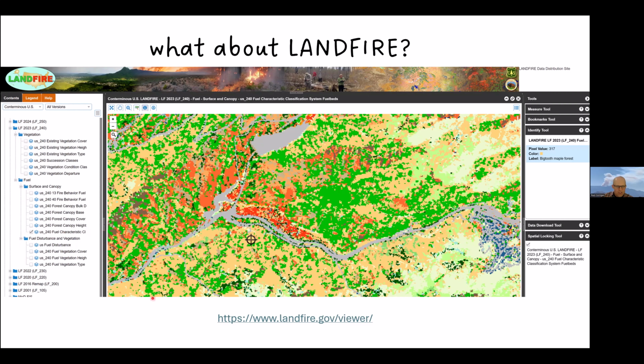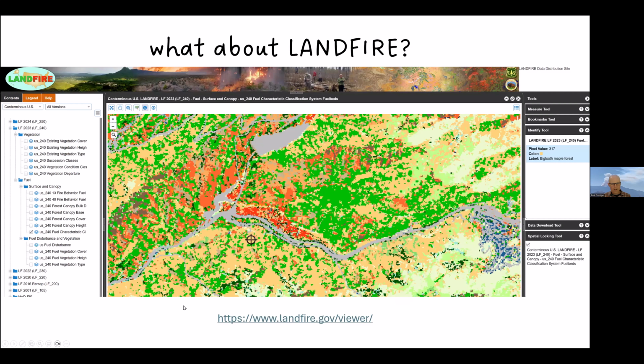This is near my house, and this gray path is Interstate 80. These other two gray spots are the reservoirs. So we basically have this non-burnable or water slash pavement category in the LANDFIRE for FCCS. But yes, indeed, if I pick this spot on the south side of I-80 going up Parley's Canyon, the FCCS fuel bed is 317, bigtooth maple forest. That's accurate. I know it from experience.